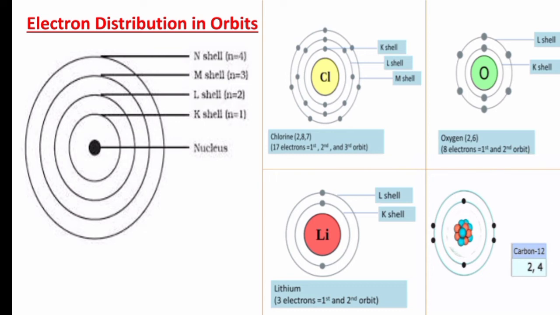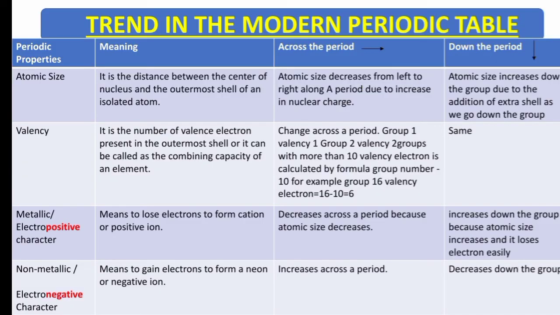So children, in this slide you can see the electron distribution in the orbits and the names of the shells given. That is also explained in detail, and some examples are also given so that you can understand how the structure of the different elements can be and how the electrons are arranged inside the shells.